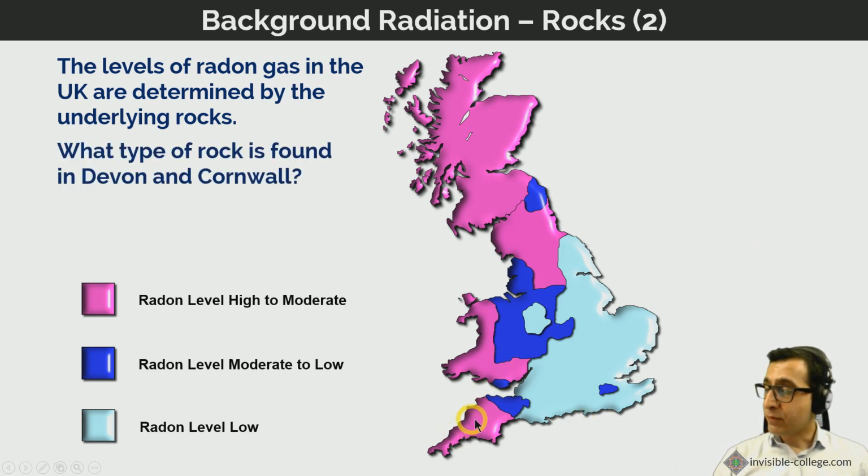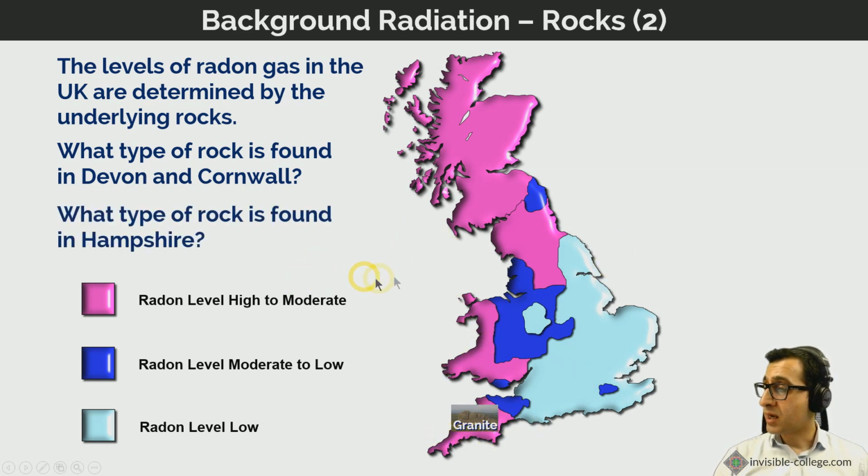So you can see here, if we have a look at Devon and Cornwall and Dartmoor, the photo that you saw in the previous slide is in this region here. We can see that the reason why we find high to moderate levels of radon gas in these regions is because you have a large amount of granite rock in those regions.